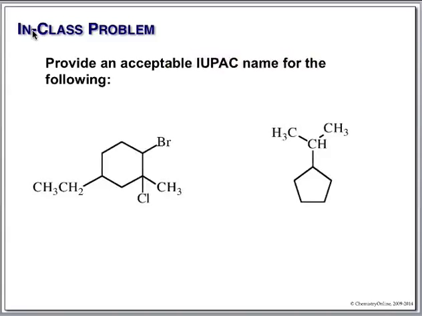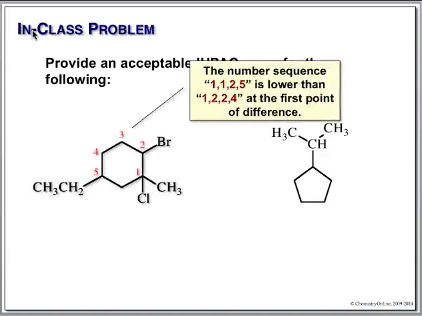We look at this guy, first thing we notice is we have two things on one carbon. That pretty much screams at you, I am carbon number one. Are we going to go clockwise or counterclockwise? Well, if we let this be one and we went counterclockwise, our next number would be two. That's the best way to go. So we're going to have substituents in 1, 2, and 5.